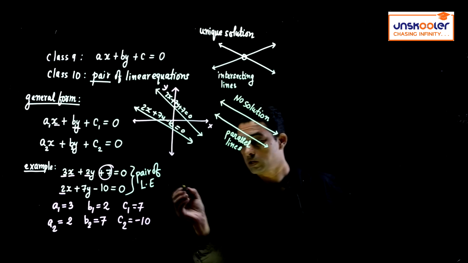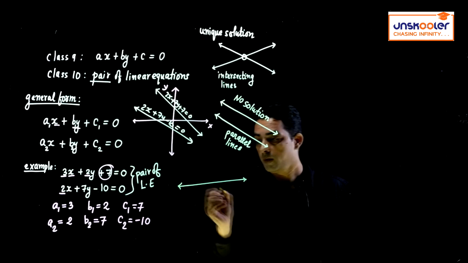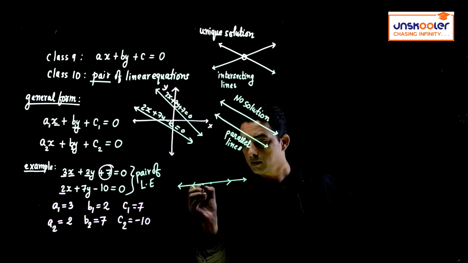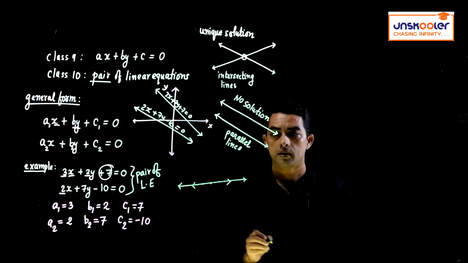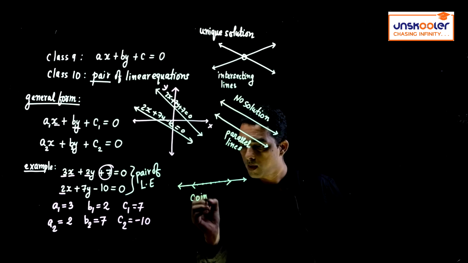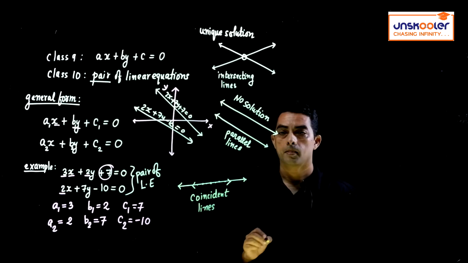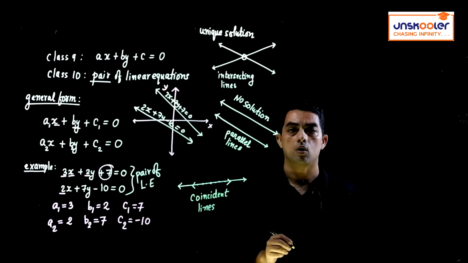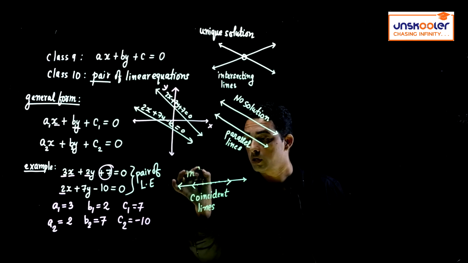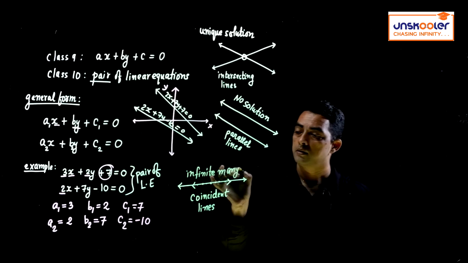Now the third situation is, this is the graph of the first linear equation in two variables, and this is the other. That means they are superimposing. They are on each other. Such lines we call coincident lines, and coincident lines have infinitely many solutions. So the words used are infinitely many solutions.